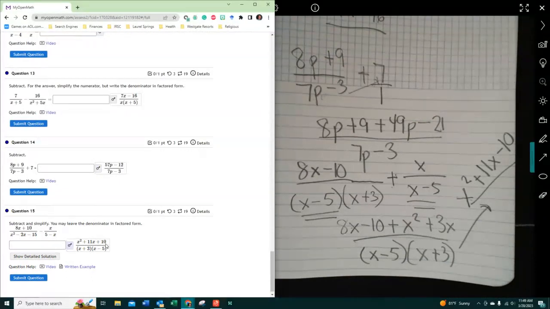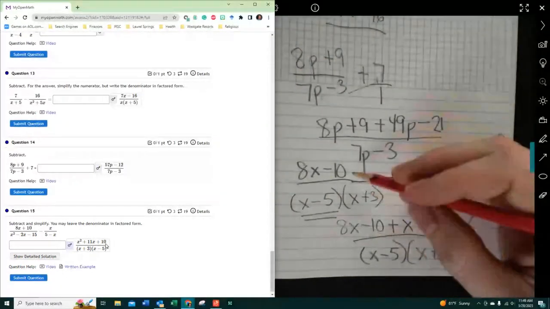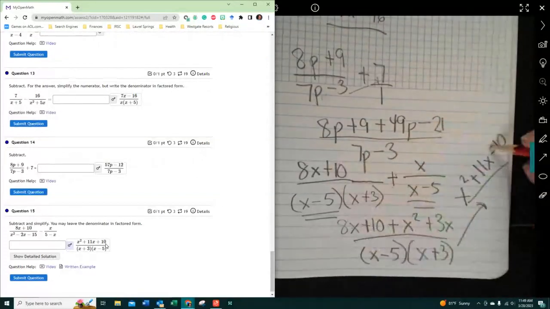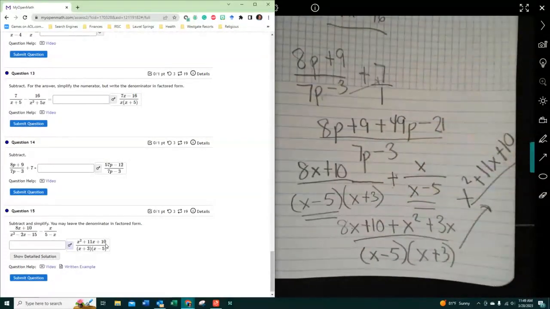And that's my answer. Why did I put a negative sign? Because I made a mistake on transcription. And yep, there's the transcription error. Gotta love transcription errors. That happens, even to the best of us. Okay, and that concludes adding and subtracting of unlike denominators.